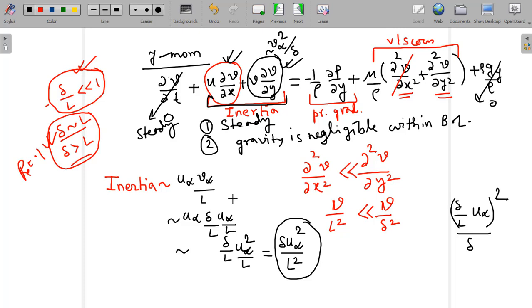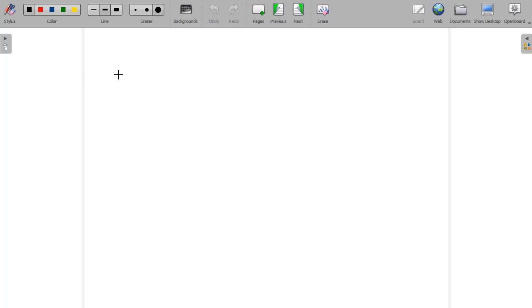Now let us see the order of magnitude of the pressure gradient term. If you write 1 by rho del P del Y, what is that?